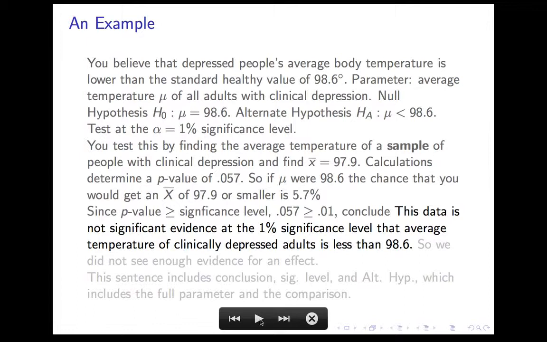To atomize this, the sentence includes the conclusion that it's not significant evidence. If the p-value had been less than the significance level, we would say it is significant evidence, otherwise no difference. It gives the significance level, which was 1%, given to us in the problem. And it gives the alternate hypothesis. I've put that in red everywhere it appears on here, because it appears in a couple of different places.